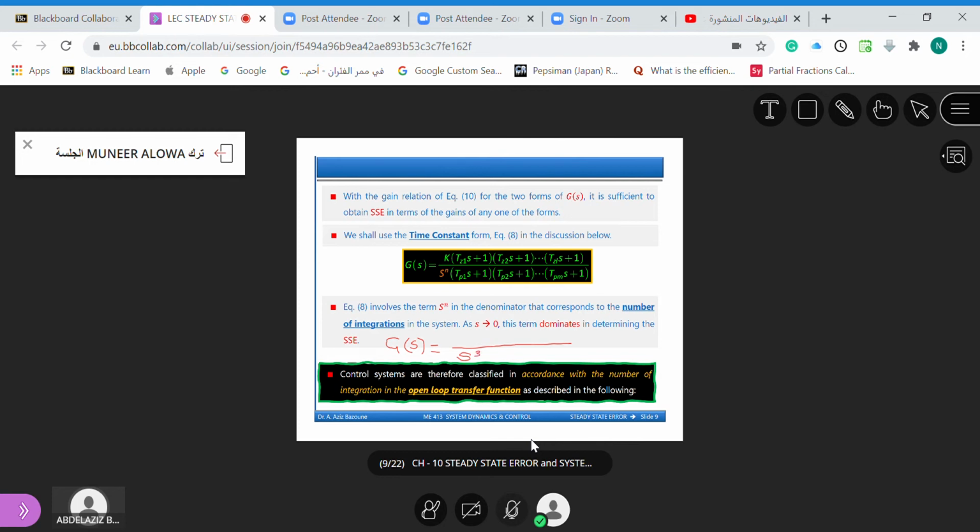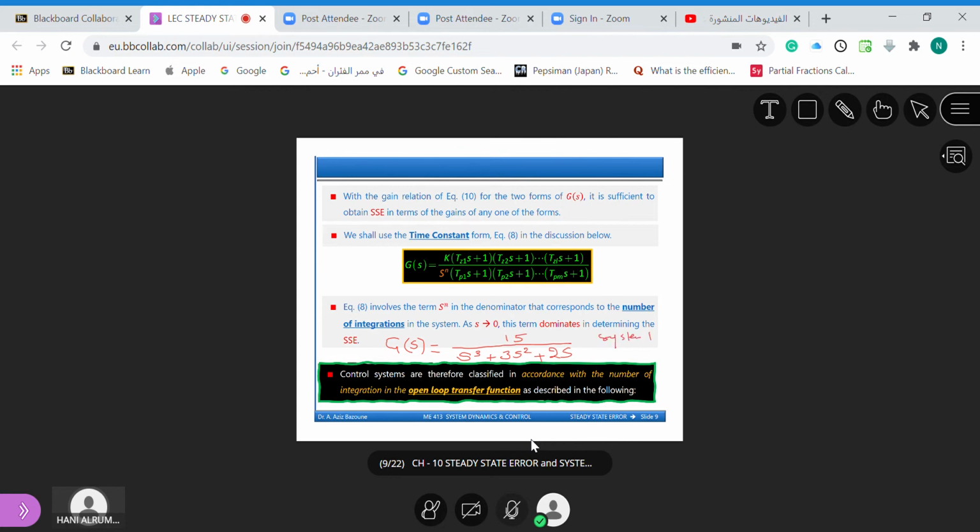Now, I want you to give me the system type of s cubed plus 3s squared plus 2s. What is the system type? 1. System type is equal to 1. I can write it as s times s squared plus 3s plus 2. So the system type, with one integrator, is 1. That's why we are saying s to the power n.